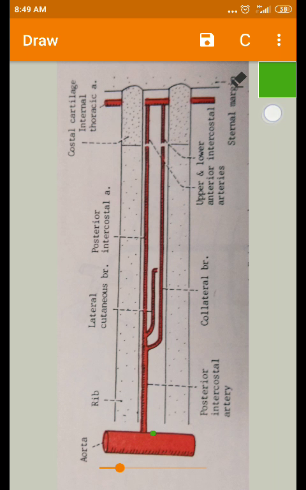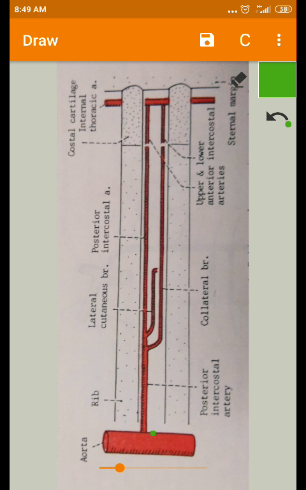Okay, and in each intercostal space, one posterior intercostal artery and two anterior intercostal arteries are present. See here. So this is up to the costal cartilages. So two anterior intercostal arteries. Now here a branch which is coming from the aorta. In that the right side is greater than the left side.